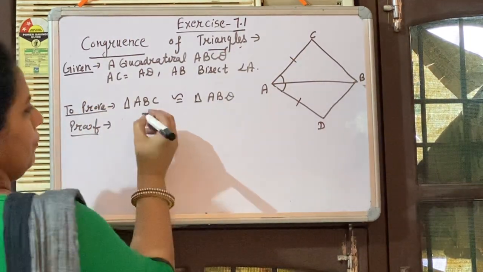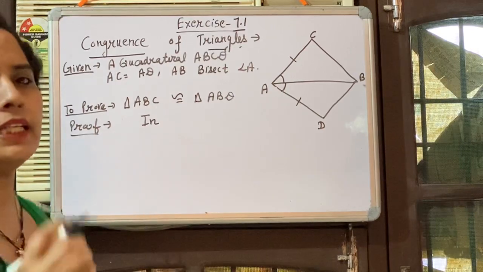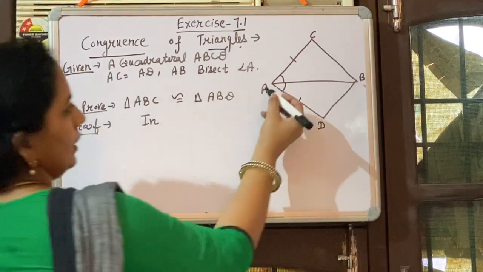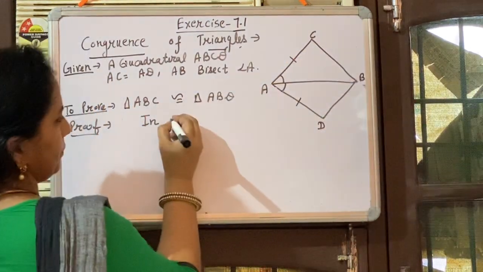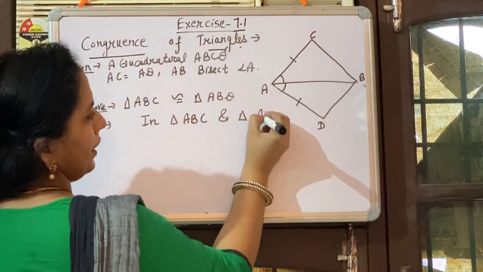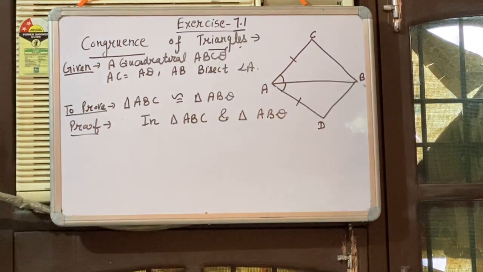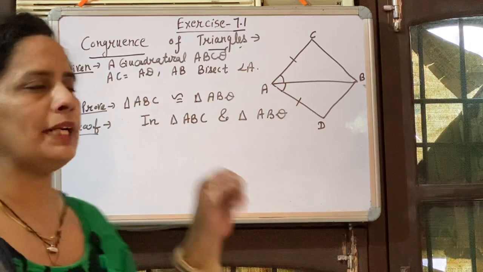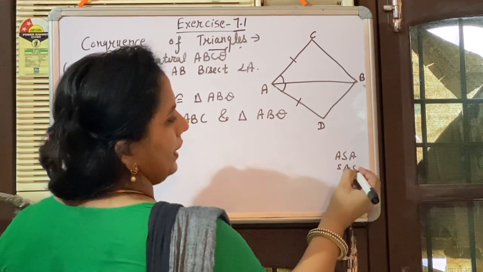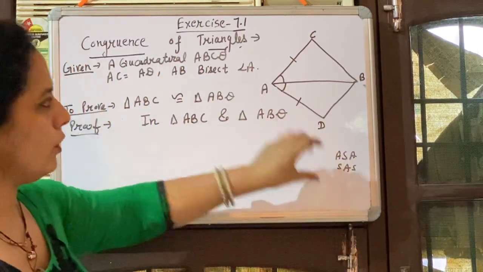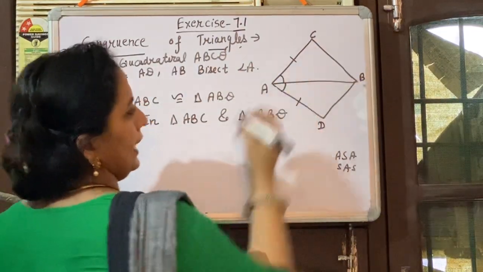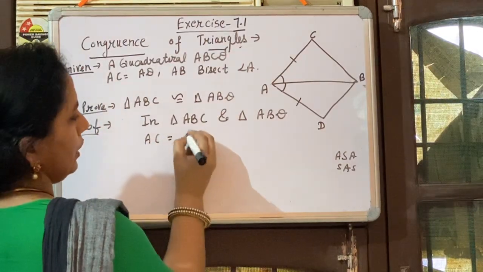In our solution, what will we do? First of all, write the name of the triangles which you have to show congruent. Name of the triangles is ABC and triangle ABD. You have to show these triangles congruent by any rule. You can use angle side angle or side angle side, but it totally depends on which you are given in the statement. In statement, you are given that this side AC is equal to AD.